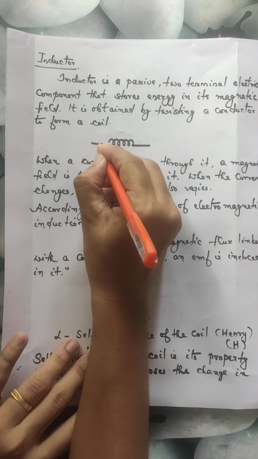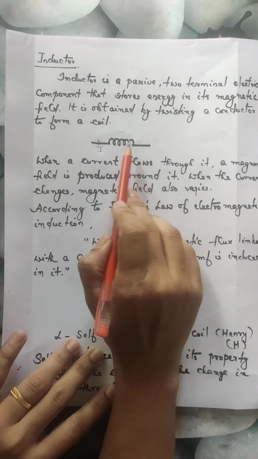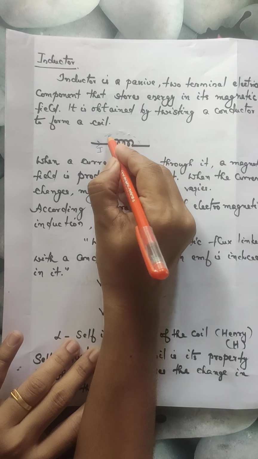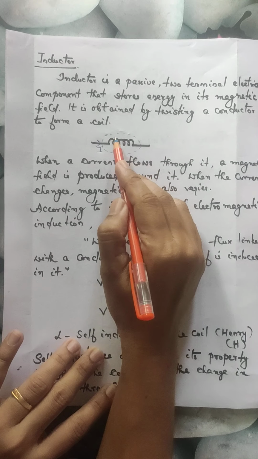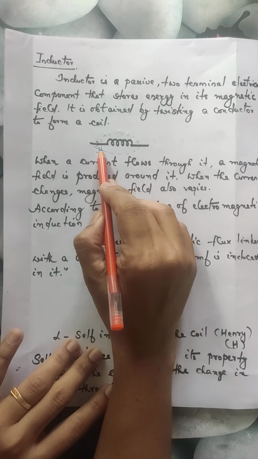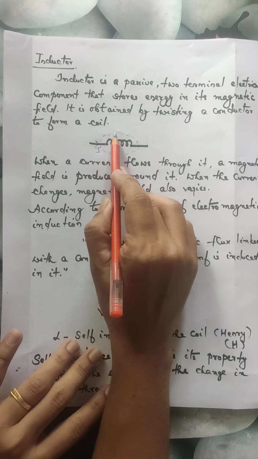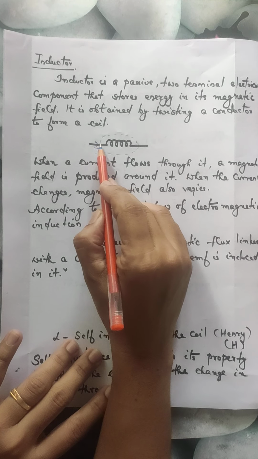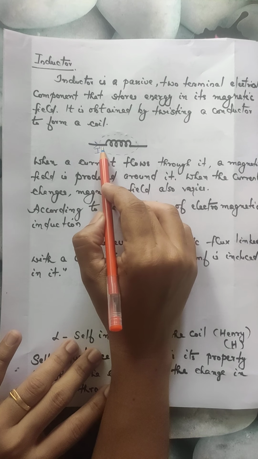Now, when a current flows through this inductor, a magnetic field will be produced around it. We know that when a current flows through any conductor, a magnetic field is produced around it. Similarly, when current flows through this inductive coil, a magnetic field is produced around the coil. And if the current flowing through the coil changes, this magnetic field also changes.